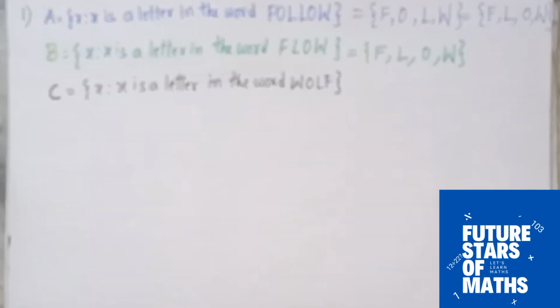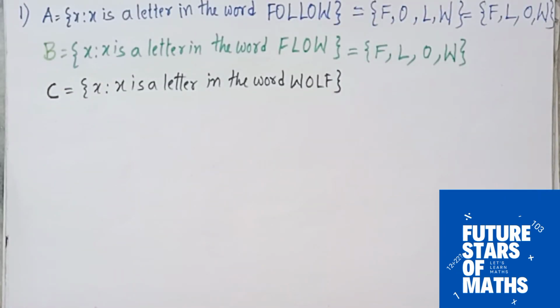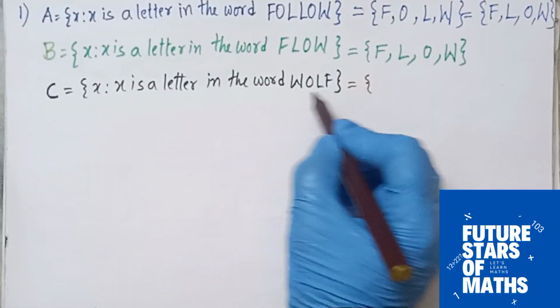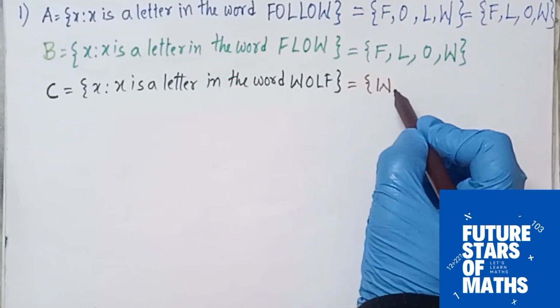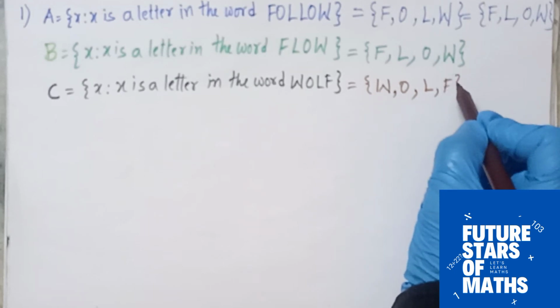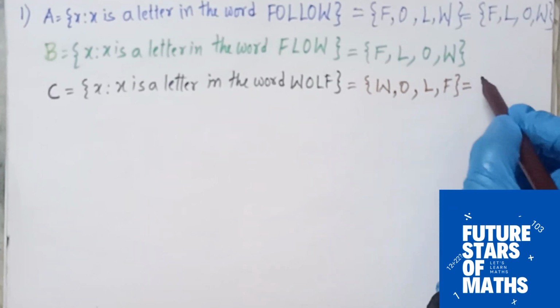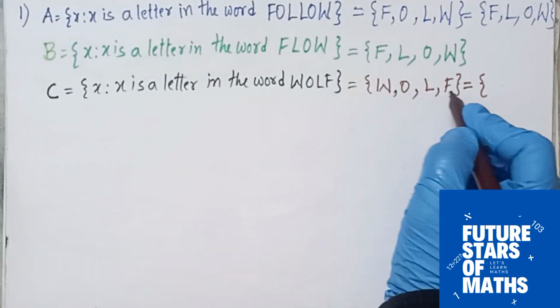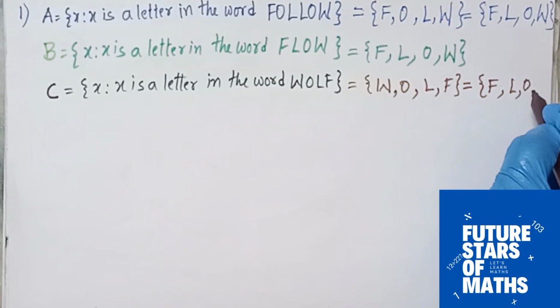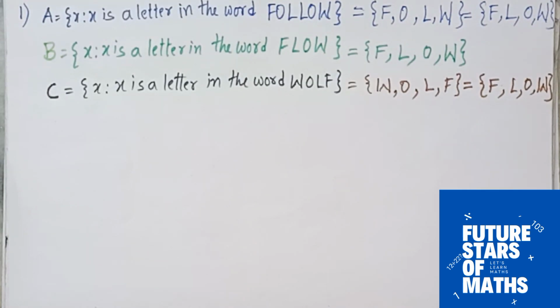Now next we will see the third set. The third set is C equal to {x such that x is a letter in the word WOLF}. We will again write it separately. W, the next letter O, then L, then F. Now we will write it in alphabetical order. So the first letter will be F, then L, then O, then W. Okay, so now what is the question? It is to check whether the following are equal or not.